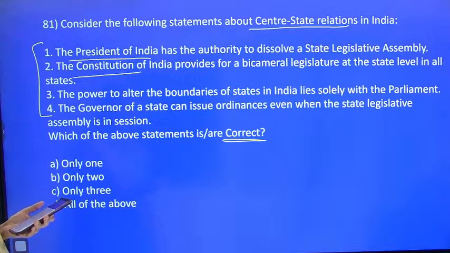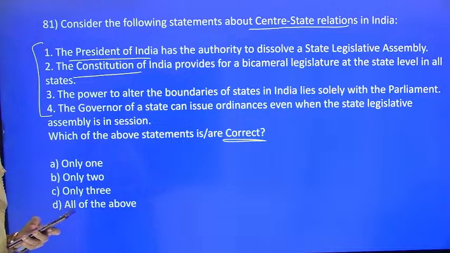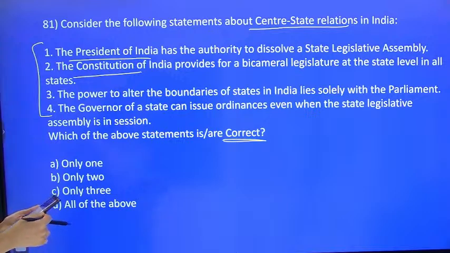Kavya says only third statement is correct. Raju Naik says 2 and 3 are correct. Come on, fast.